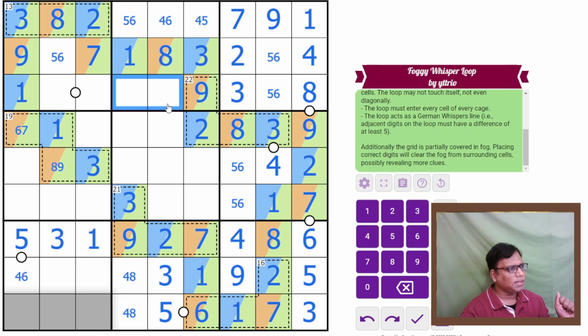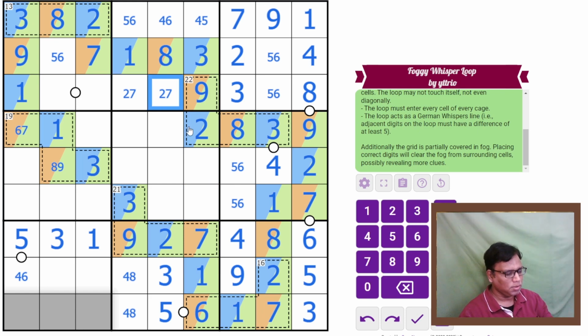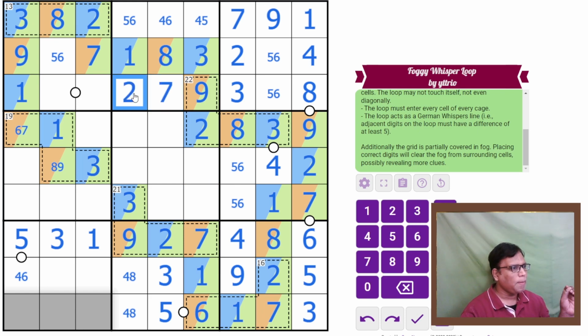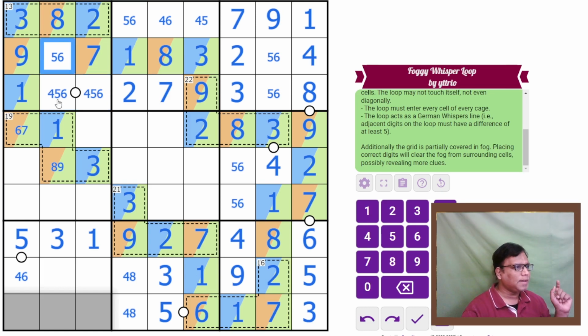Oh, these two digits right now. 1, 2, 3, 4, 5, 6, 2, 7. It must be 2, 7, right? This is resolved by these two. So that's 7. That's 2. 5, 6. Now what is this? That must be 4, 5, 6, isn't it? All are possible. No, 5, 6, right? This is not 5, 6. 4 is here.